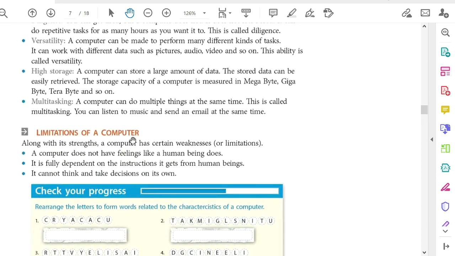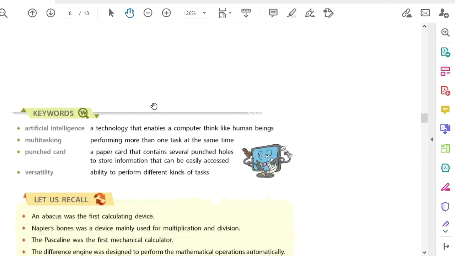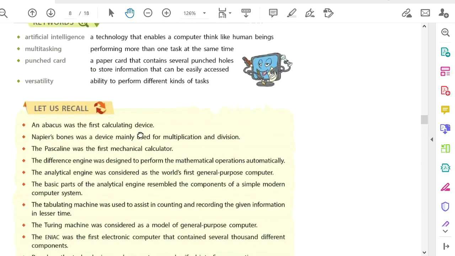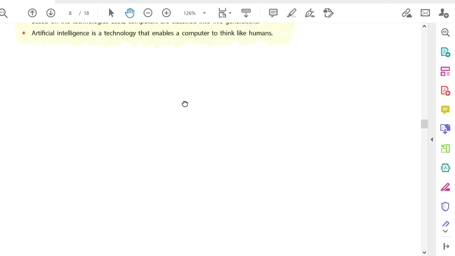Then limitation of computer is not very important, but still for your knowledge you need to read this. Check your progress you must do. And after that, these keywords are very important for short question. And let us recall also, which gives the summary of this chapter. Then the exercise, obviously you will do.